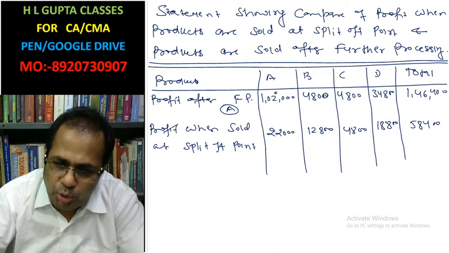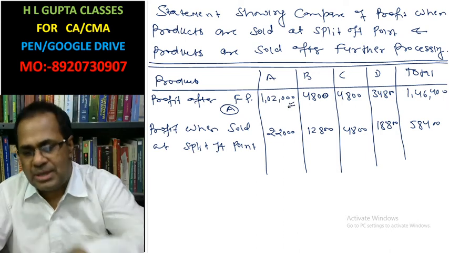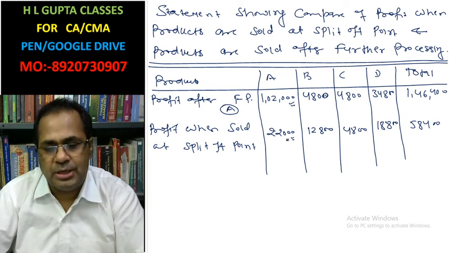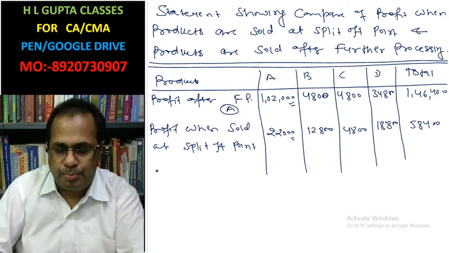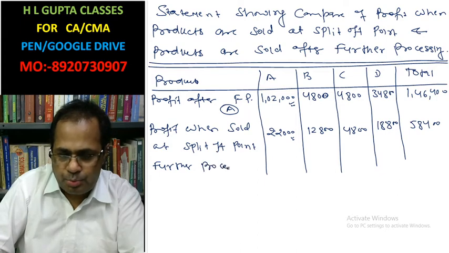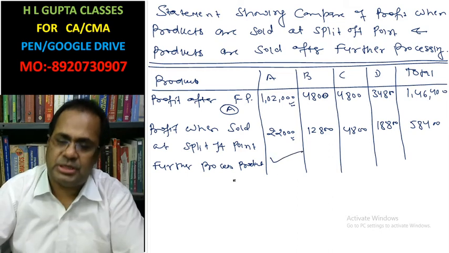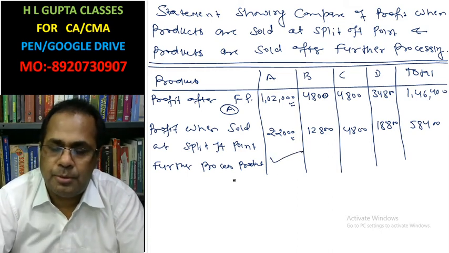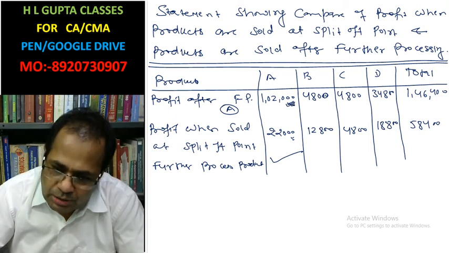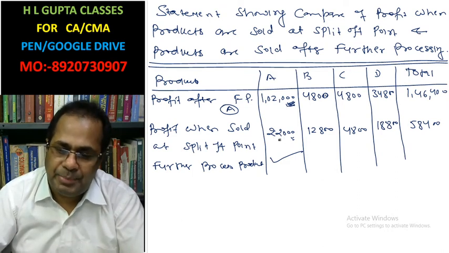Profit of the same product when sold after further processing is 1,02,000, but the same product when sold at a split-off point is 22,000. It is better to further process the product, because the profit after further processing is higher than when sold at a split-off point.